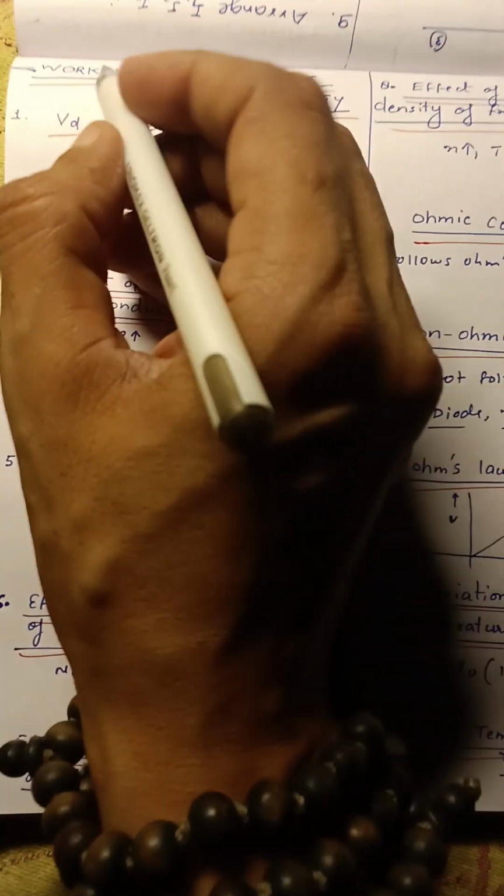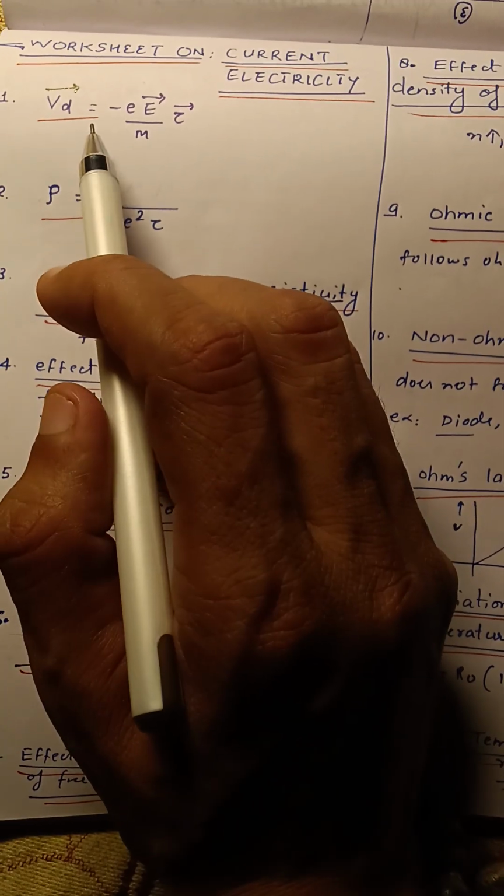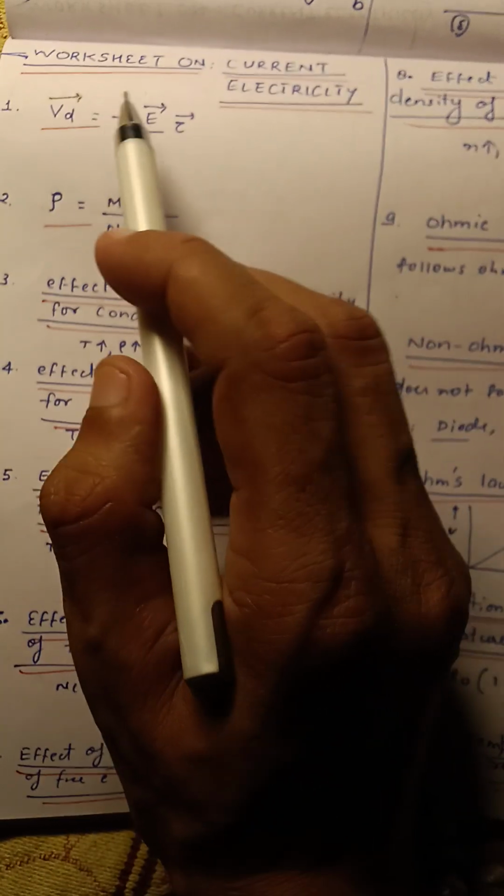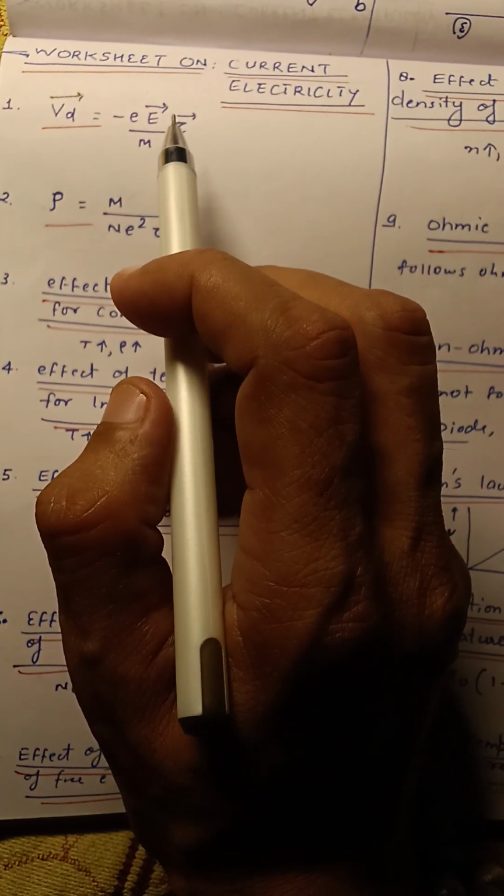So let's begin. The first thing is drift velocity. Drift velocity is the average velocity with which all electrons can be assumed to move.